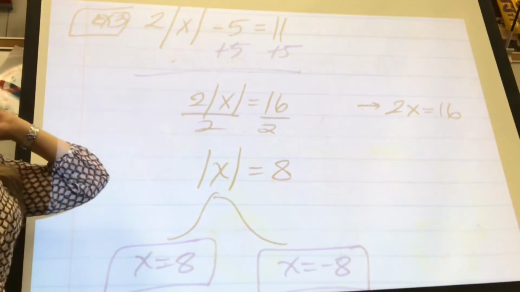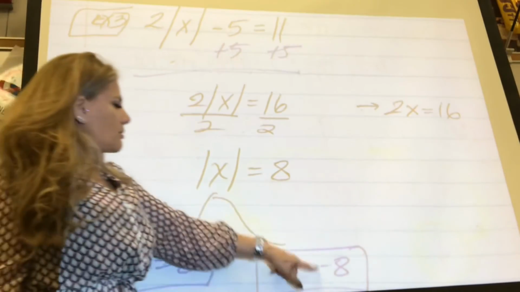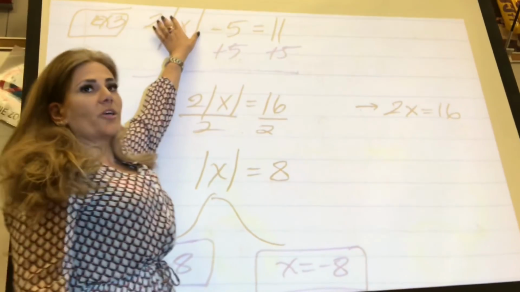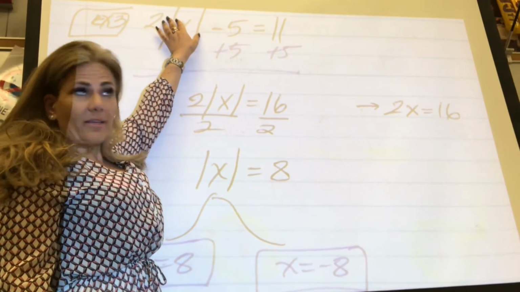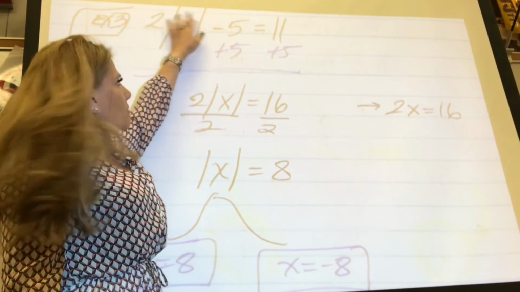Let's do negative 8. Ready, Emilio? Negative 8. What's the absolute value of negative 8? 8 times 2 is 16, minus 5 is 11.